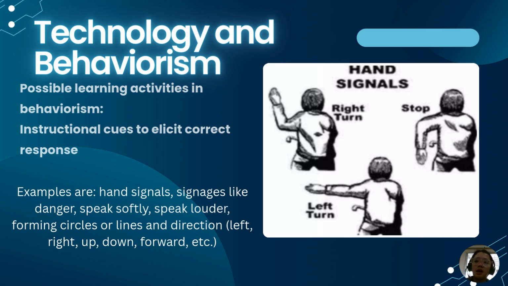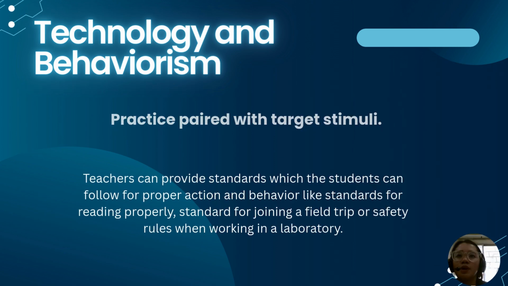Then the next one is color-coded instruction for tasks. These cues become part of the learning environment, making students respond correctly even without verbal instructions. The next one is practice paired with target stimuli. Behaviorism believes strongly in practice and repetition. The more students practice or respond to a specific stimulus, the stronger the behaviors become. The teacher provides clear standards so that learners know exactly how to behave or perform a task. One example is practicing reading with correct pronunciation.